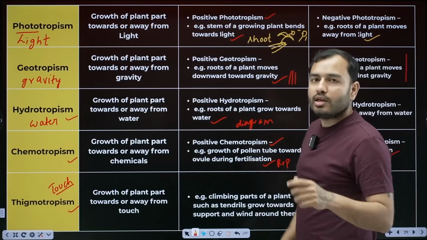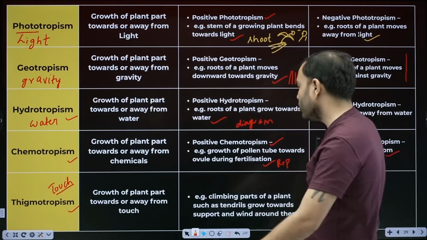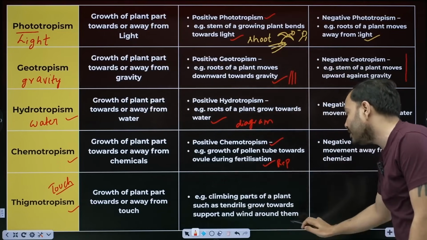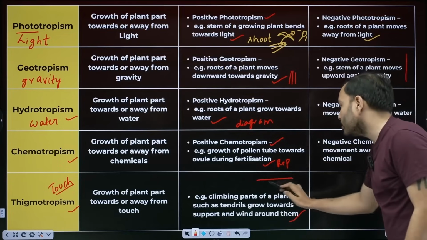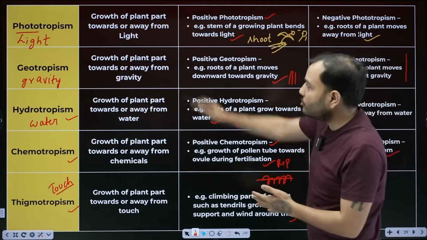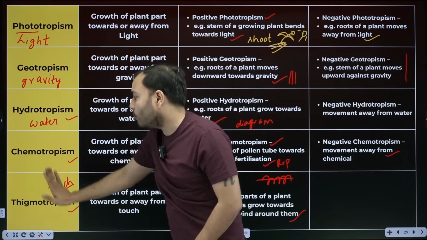You must have seen some climbers. If you tie a thread, what happens? They grow along that thread. Climbing parts of a plant such as tendrils grow towards support and wind around them. They start going around the support like this, like this. So that is positive thigmotropism. We need to remember these types of tropism: photo, geo, hydro, chemo and thigmo.